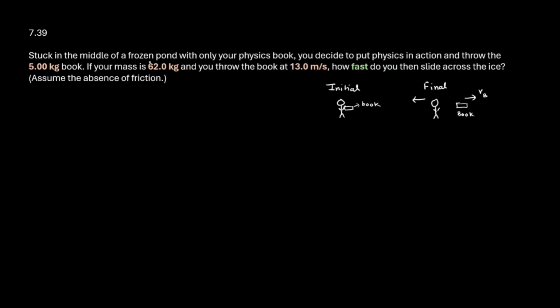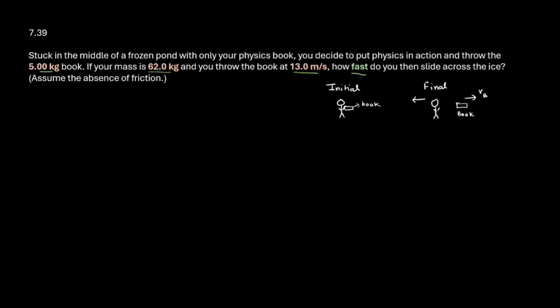Question 7.39. Stuck in the middle of a frozen pond with only your physics book, you decide to put physics in action and throw the 5 kilogram book. If your mass is 62.0 kilograms and you throw the book at 13.0 meters per second, how fast do you then slide across the ice? Assume the absence of friction.